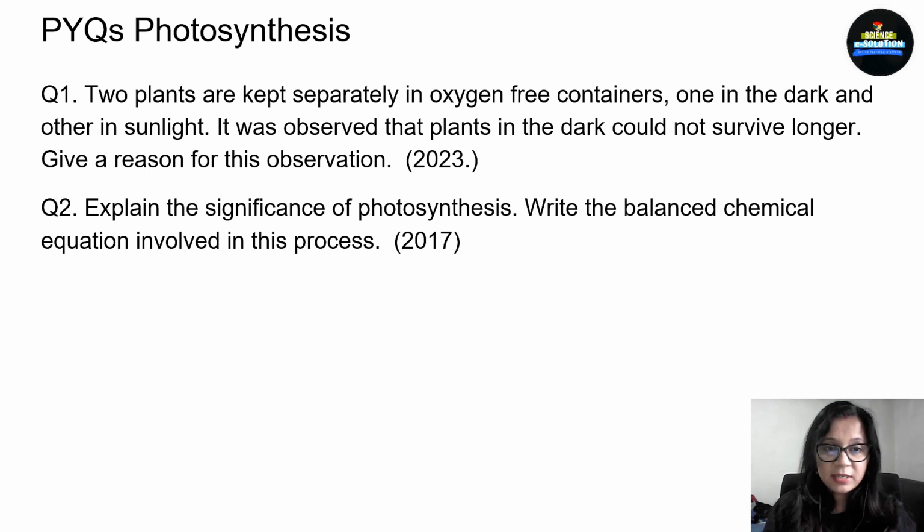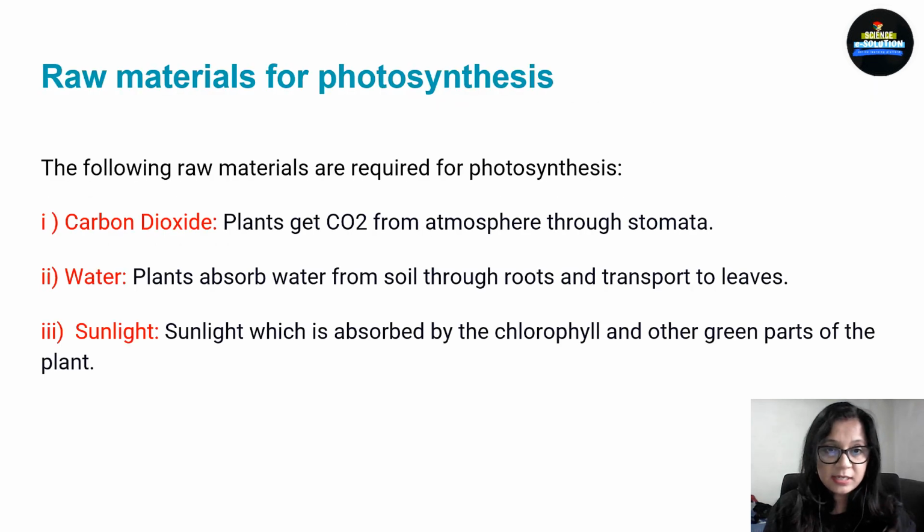Write the balanced chemical equation for this process. So that balanced chemical equation, 6CO2 plus 6H2O, is a very, very important equation. If you have missed it, please write it down in your notebook and learn it by heart. Okay, memorize it.